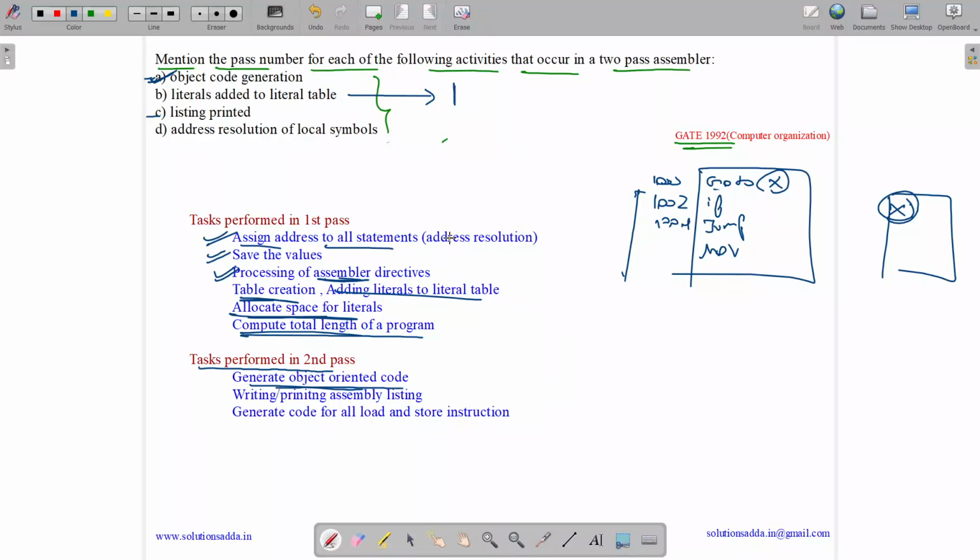Generating object code, we generate the object code. For this, the corresponding 01 code is generated in the second pass. So object code generation is done in pass 2. Writing, printing the assembly listing. So the listing is printed in the second pass.